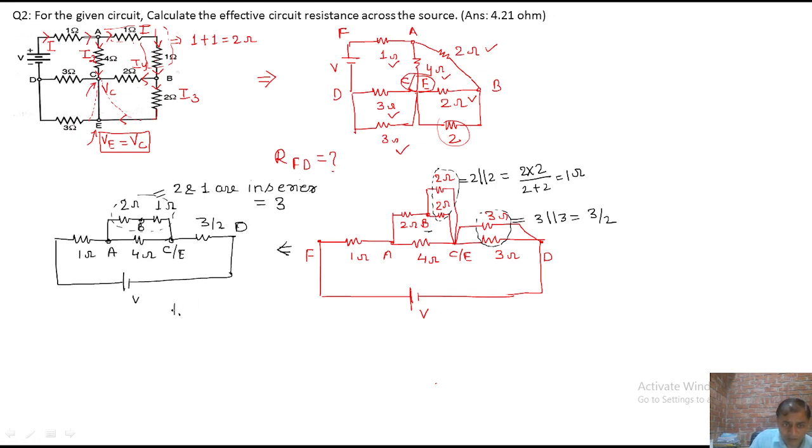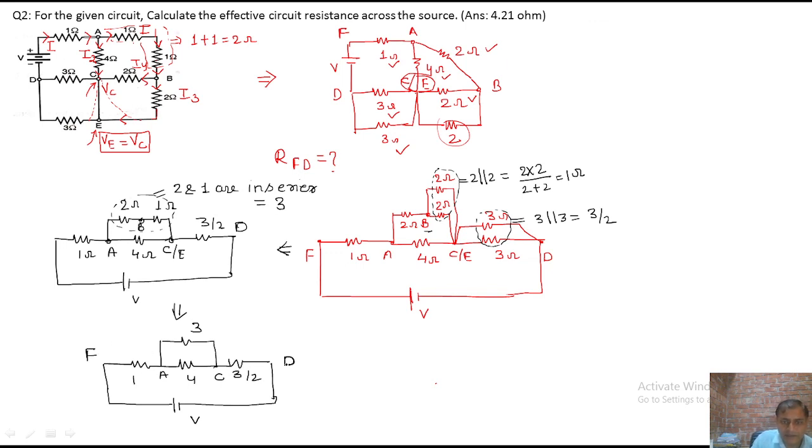So now redraw the figure again. This is 1, this one is 4, this one is 3 by 2, 4, 1, and this is A point, this one is C point, this is 3 ohm. Now here, this is a V volt supply. This point is F point, and this point is D point. This is the F, this one is D. So what is the overall resistance between F to D?